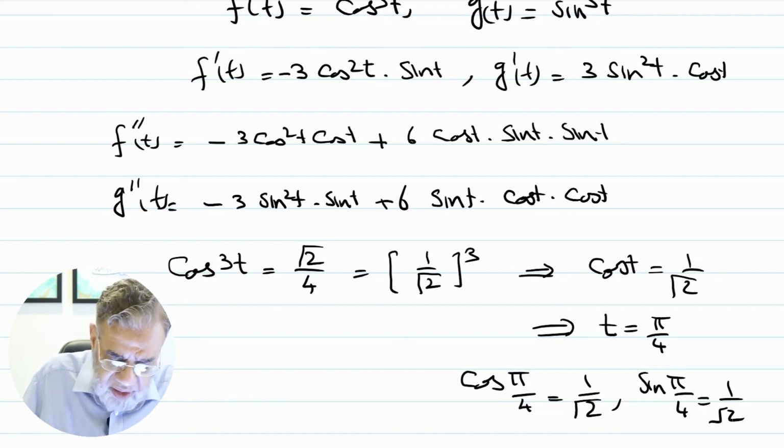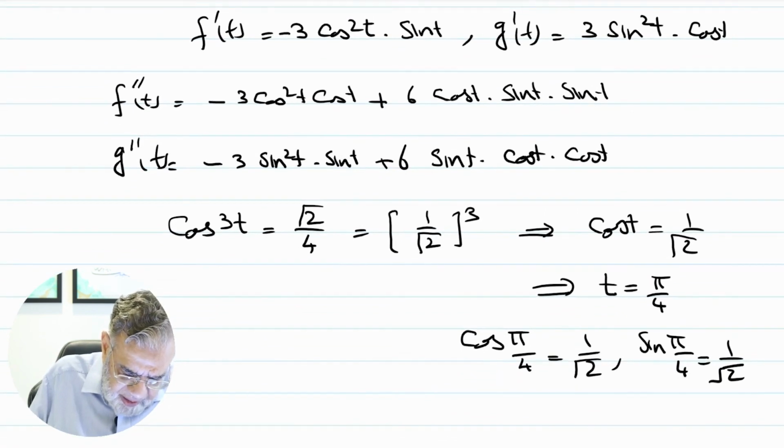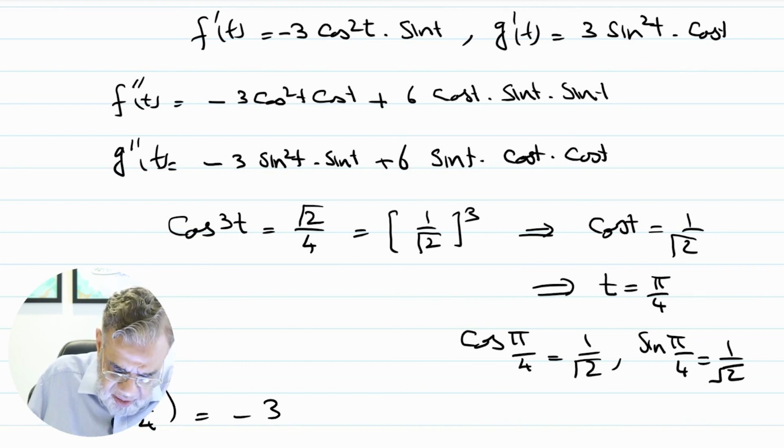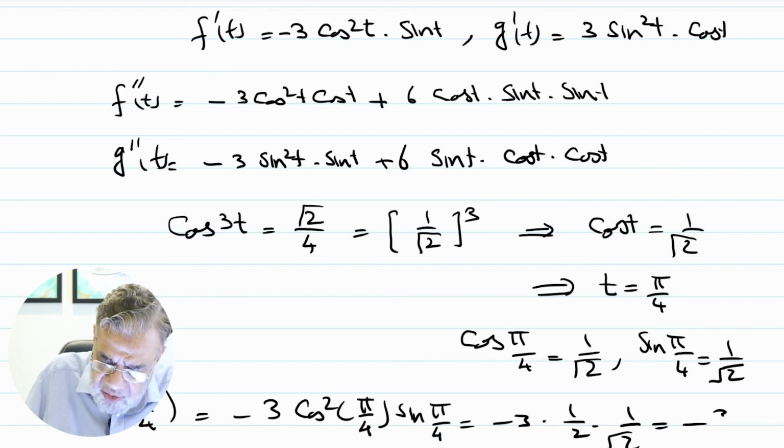So I just substitute the values and try to find the value of f dash at the point pi by 4. Make the calculation. We have 3 cosine square pi by 4 into sine pi by 4 minus 3 into 1 upon 2 into 1 upon root 2. So we get here minus 3 over 2 into root 2.